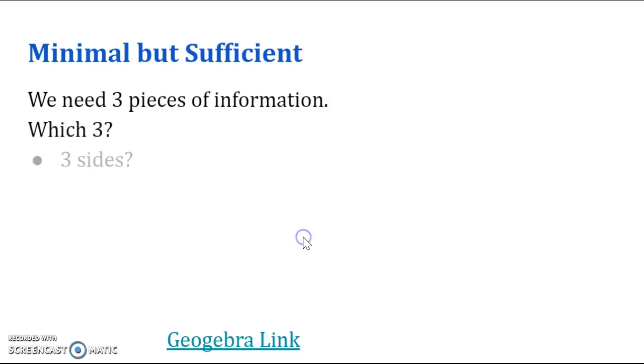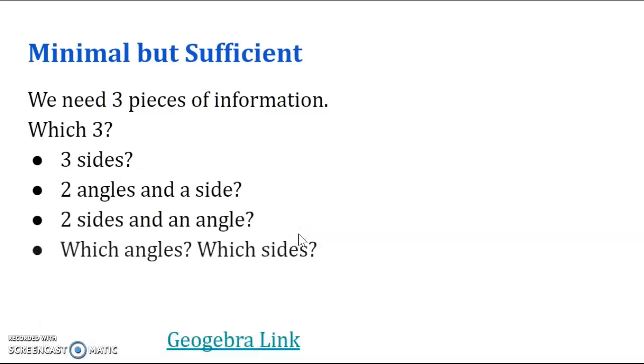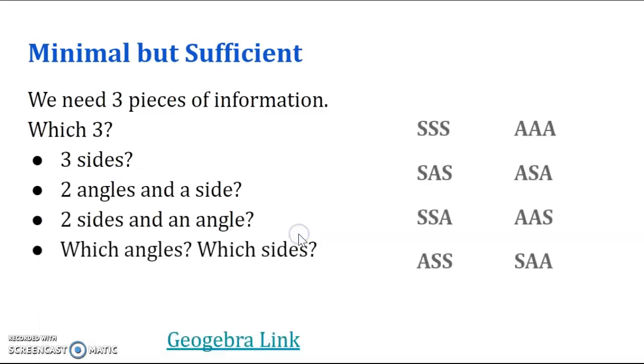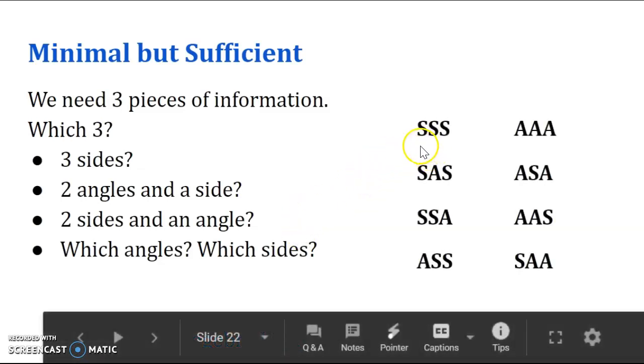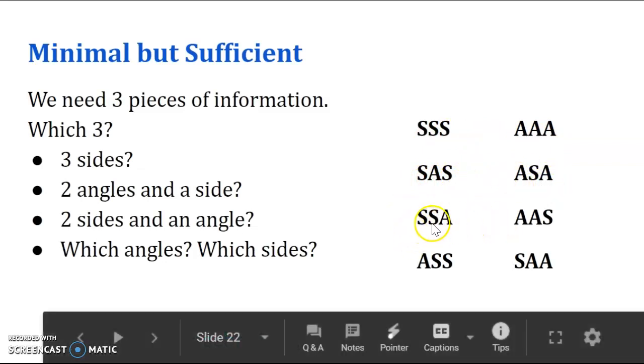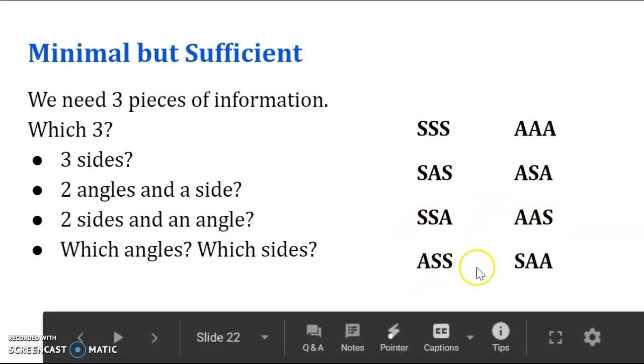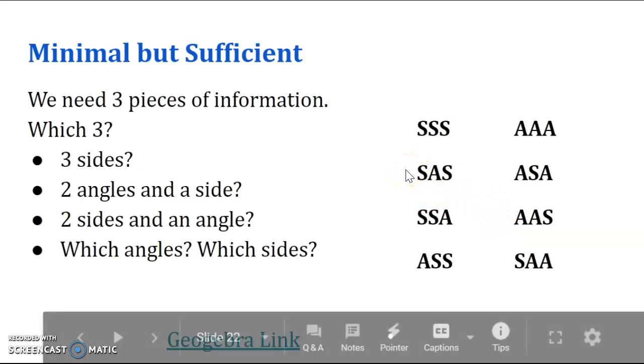So, but which 3? Is it 3 sides, 2 angles and a side, 2 sides and an angle, or which angles and which sides? Well, the possible combinations are side, side, side; angle, angle, angle; angle, side, angle; side, angle, side; side, side, angle; angle, angle, side; angle, side, side; or side, angle, angle. Okay, those are all the combinations of sides and angles that we could have.